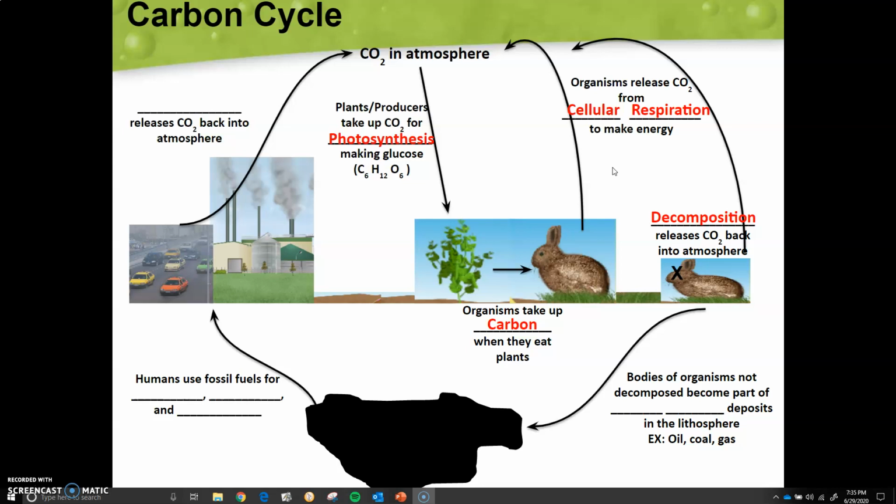Decomposition is going to release that carbon dioxide back into the atmosphere. When organisms die, they decompose, and that organic material is going to return to the system. Bodies of organisms that are not decomposed become part of fossil fuel deposits. That's going to be an example of oil, coal, natural gas. We humans use fossil fuels for energy, heat, and gas. And then the process of combustion is what is going to release carbon dioxide back into the atmosphere. Okay, so make sure you've filled in your notes based on these blanks on your notes handout.